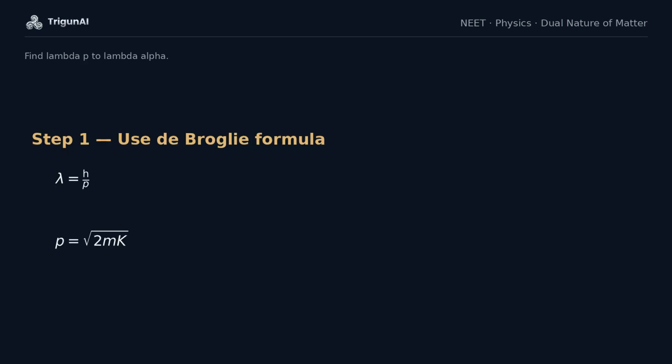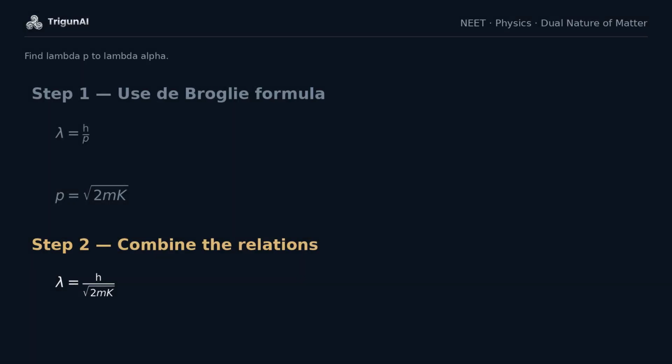The de Broglie wavelength is Planck constant divided by momentum. For a particle starting from rest with kinetic energy K, momentum is root of 2mK. So, for the same kinetic energy, the wavelength depends inversely on the square root of mass.